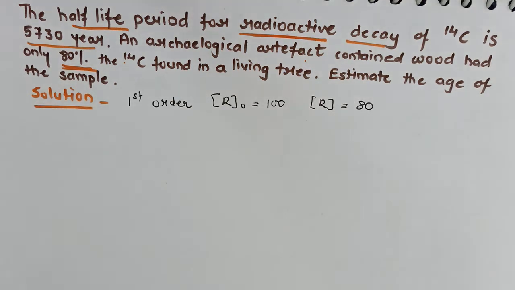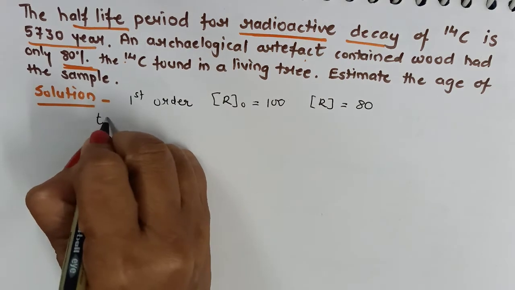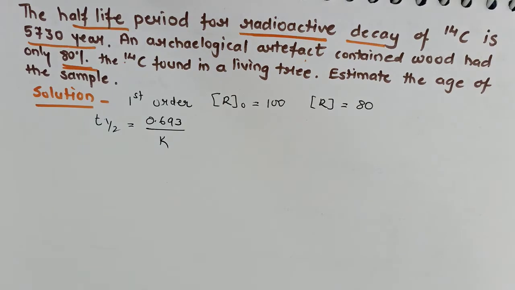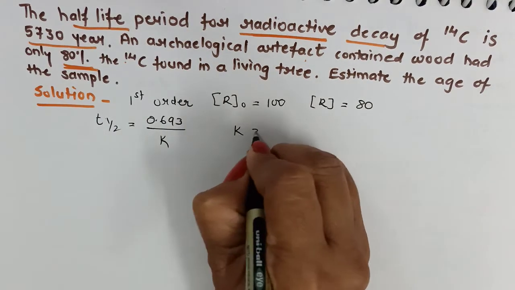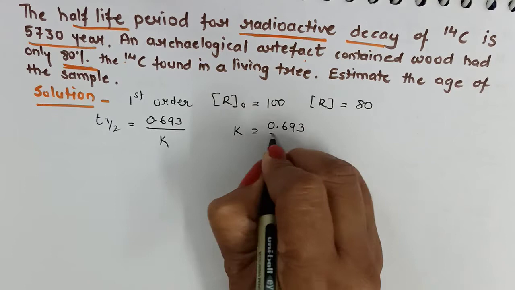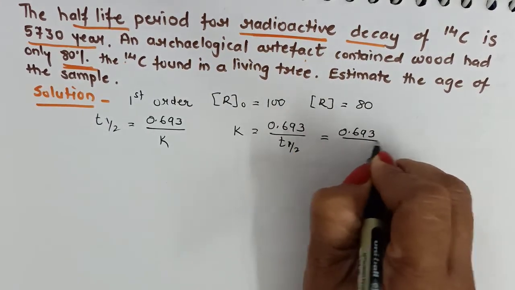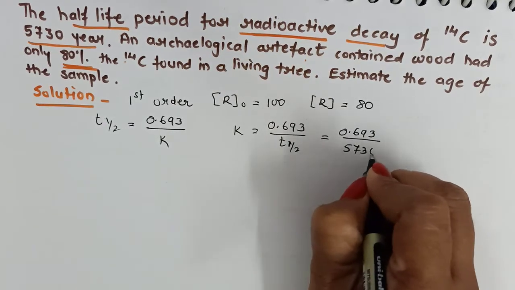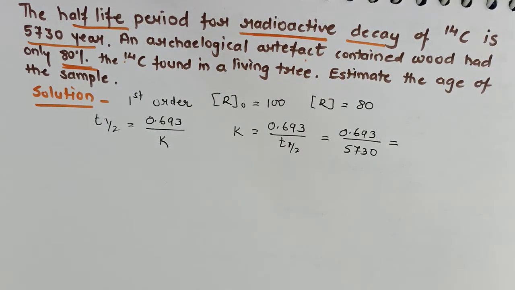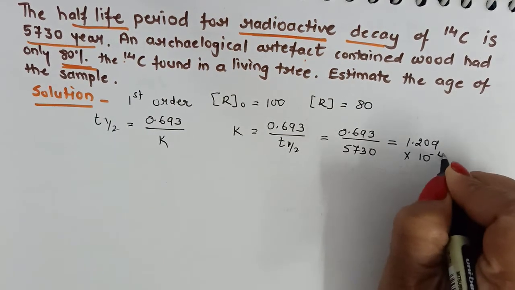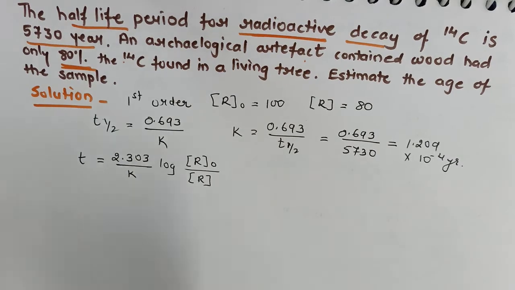Now we are supposed to find out the age of the sample. For that, first of all, we need to calculate the rate constant. T half equals 0.693 upon K, or I will say K equals 0.693 upon T half. The value of T half is given to us as 5730 years. On solving this, we get the value 1.209 into 10 to power minus 4 per year. Once we have got the value of rate constant, we can move ahead.